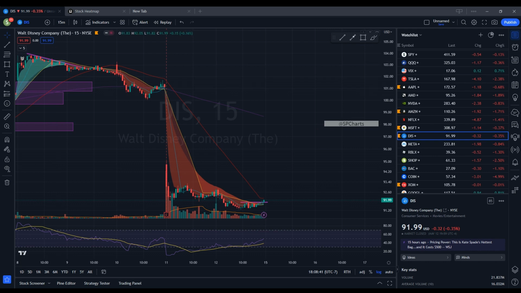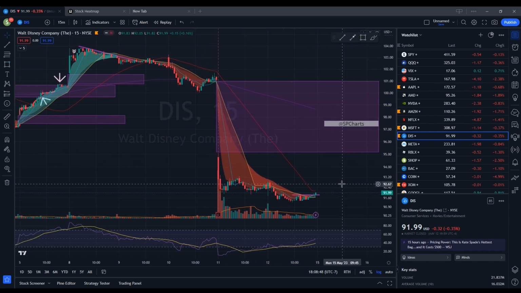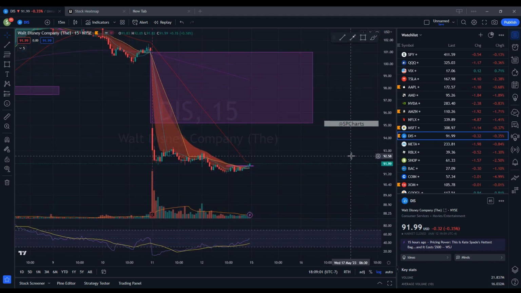Okay, Disney. Disney has had its fair share of gap fills. So I had these earlier for videos. So there's 2 gap fills here now. This got completed. I'll delete that. This got deleted. I'll delete that. Okay.